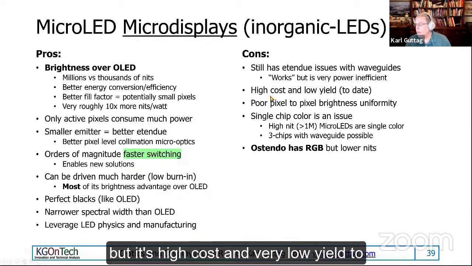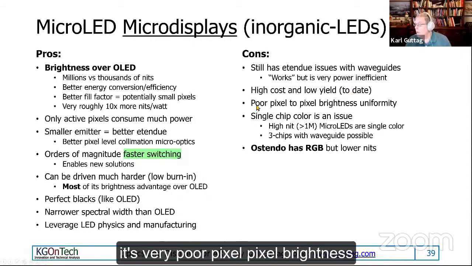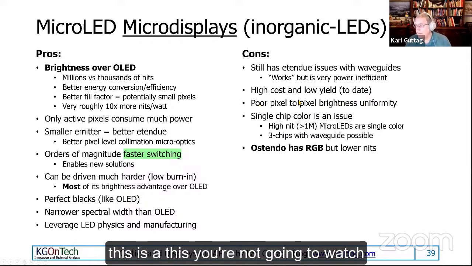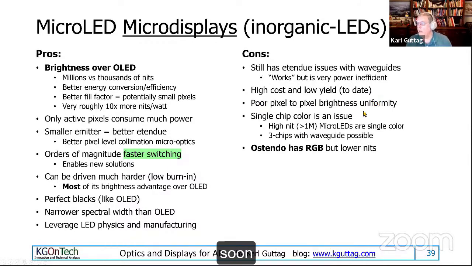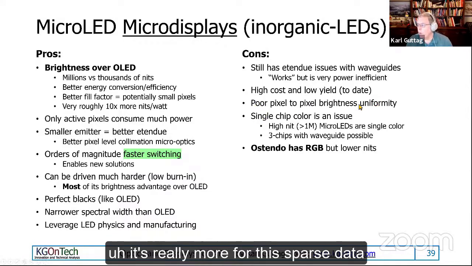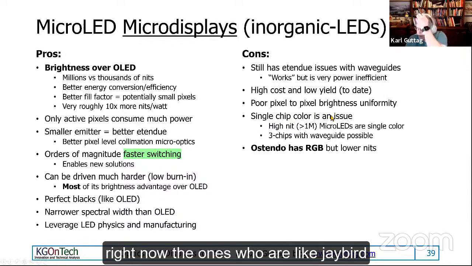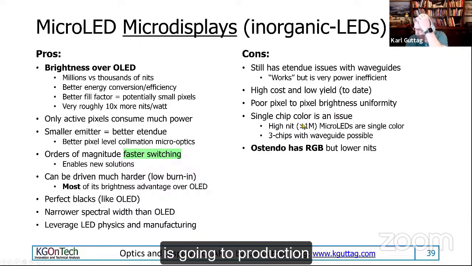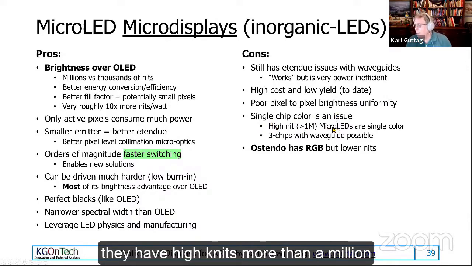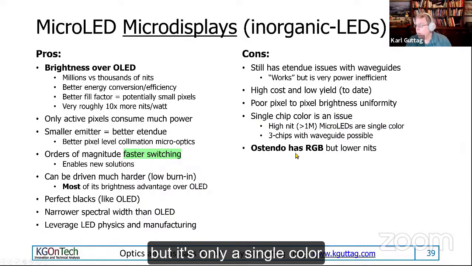But it's high cost and very low yield to date. It's very poor pixel-to-pixel brightness uniformity. You're not going to want to watch a movie on it anytime soon. It's really more for this sparse data. Right now, the ones who are, like, Jade Bird is going to production, they have high nits, more than 1 million, but it's only a single color.